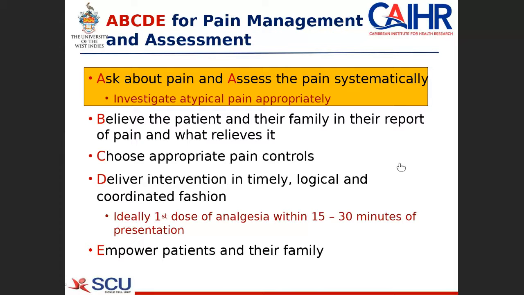So when we're dealing with somebody who has acute pain, and this refers to any form of pain, not necessarily sickle cell pain, we like to speak about A, B, C, D, E for pain management, okay? The first thing we want to do is ask about pain and assess the pain systematically. What are some of the things you want to find out when you are trying to assess a person who has pain?